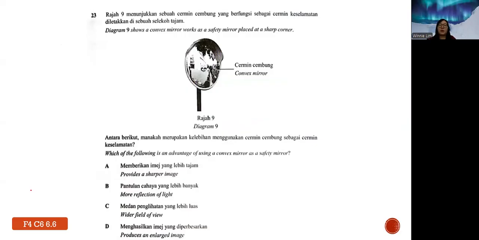23. Diagram 9 shows a convex mirror working as a safety mirror placed in a sharp corner. Which of the following is an advantage of using a convex mirror? So for information, with a convex mirror, the image always appears diminished. The idea behind it is you can see more things, a wider field of vision. People also use it not only at blind corners, they can also use it as a security mirror if they do not have CCTV. So the reason behind it is the wider field of vision.